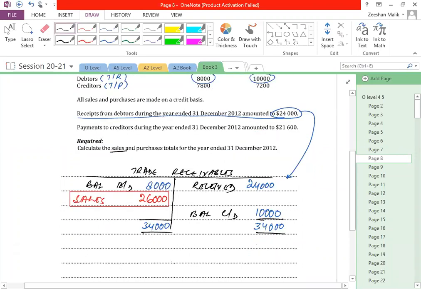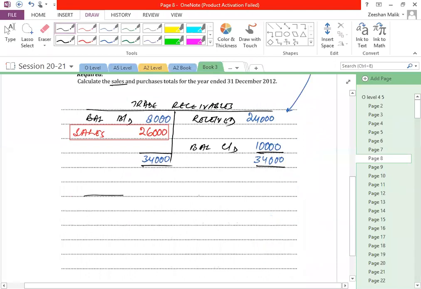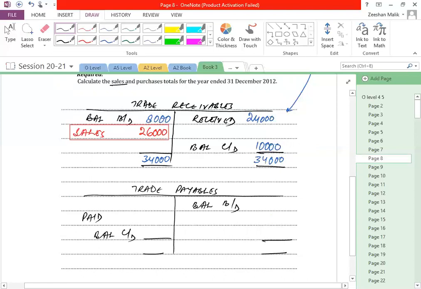Next, we need to open trade payables. Liability: all liabilities have their balance brought down on the credit side. Balance brought down, balance carried down, amount paid. This is a simple format of trade payable through which you can calculate your purchases. In fact, it is a credit purchase. There is no other purchase, so I'm writing purchases.